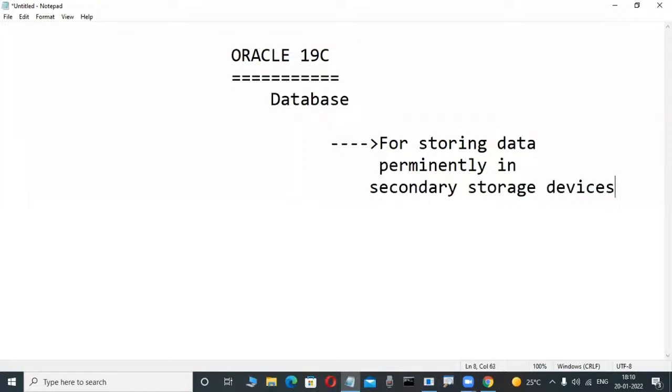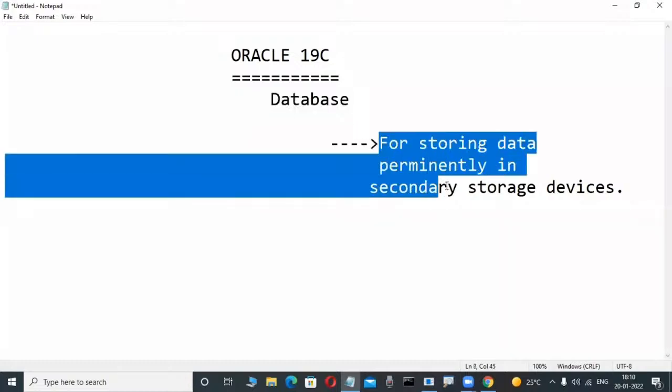Okay, fine. Permanent. Suppose today we are storing our data, then after 5 years, 10 years, 20 years, even 100 years later your data is still available and you are using it. That's why Oracle, a product from Oracle Corporation with some version number, is one of the popular database products. But what is its purpose? For storing data permanently in secondary storage devices.